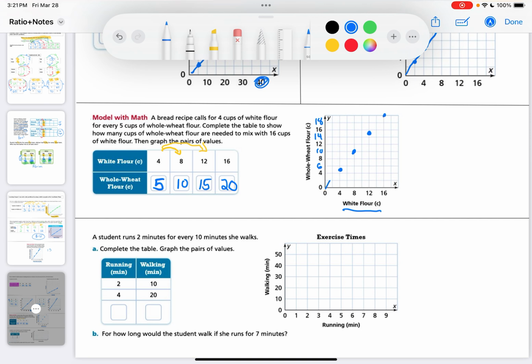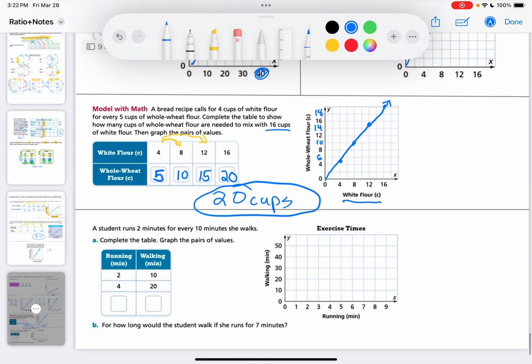All right, connect my dots. I do have a straight line through the origin. So it says how many with 16 cups of white flour? That would be 20 cups of whole wheat.